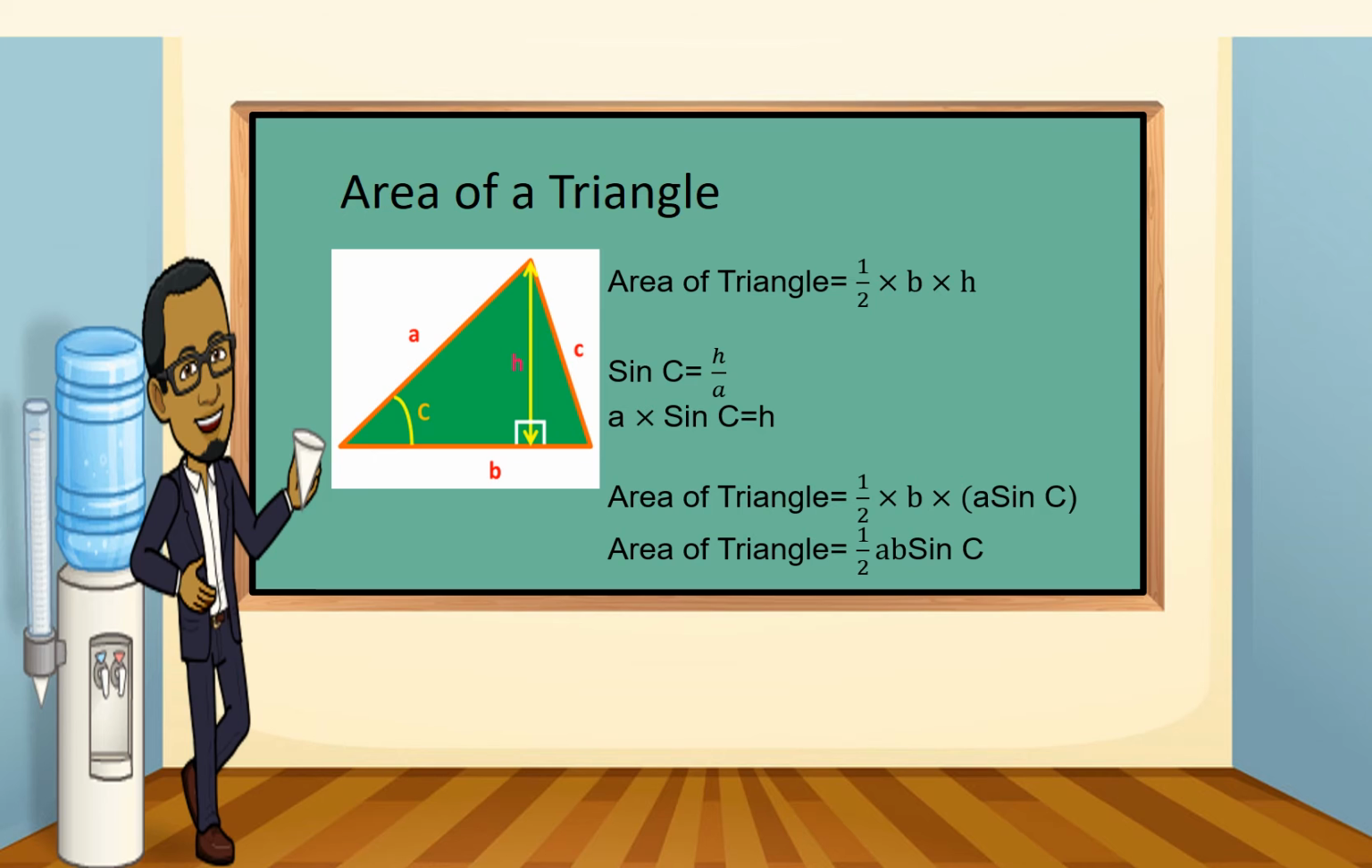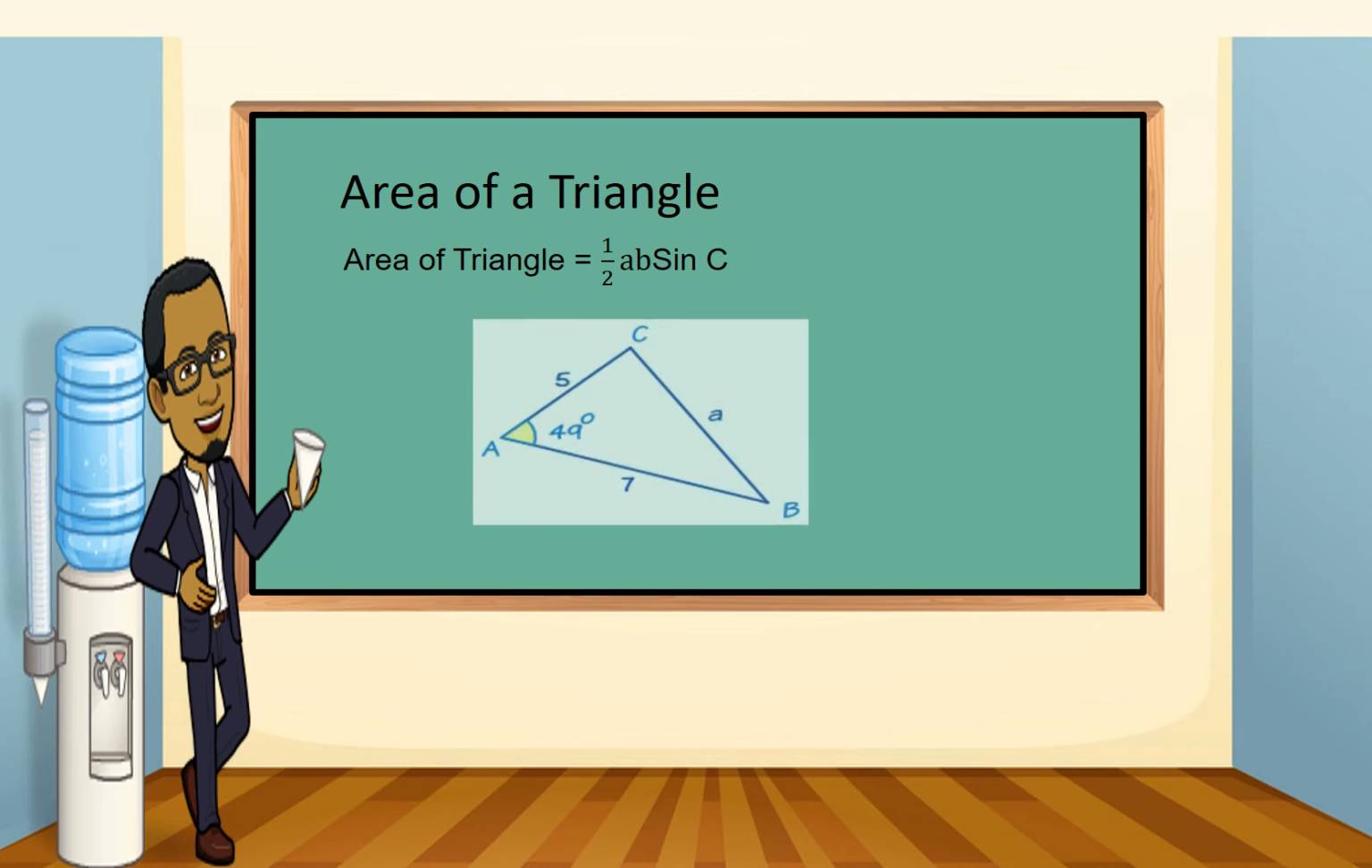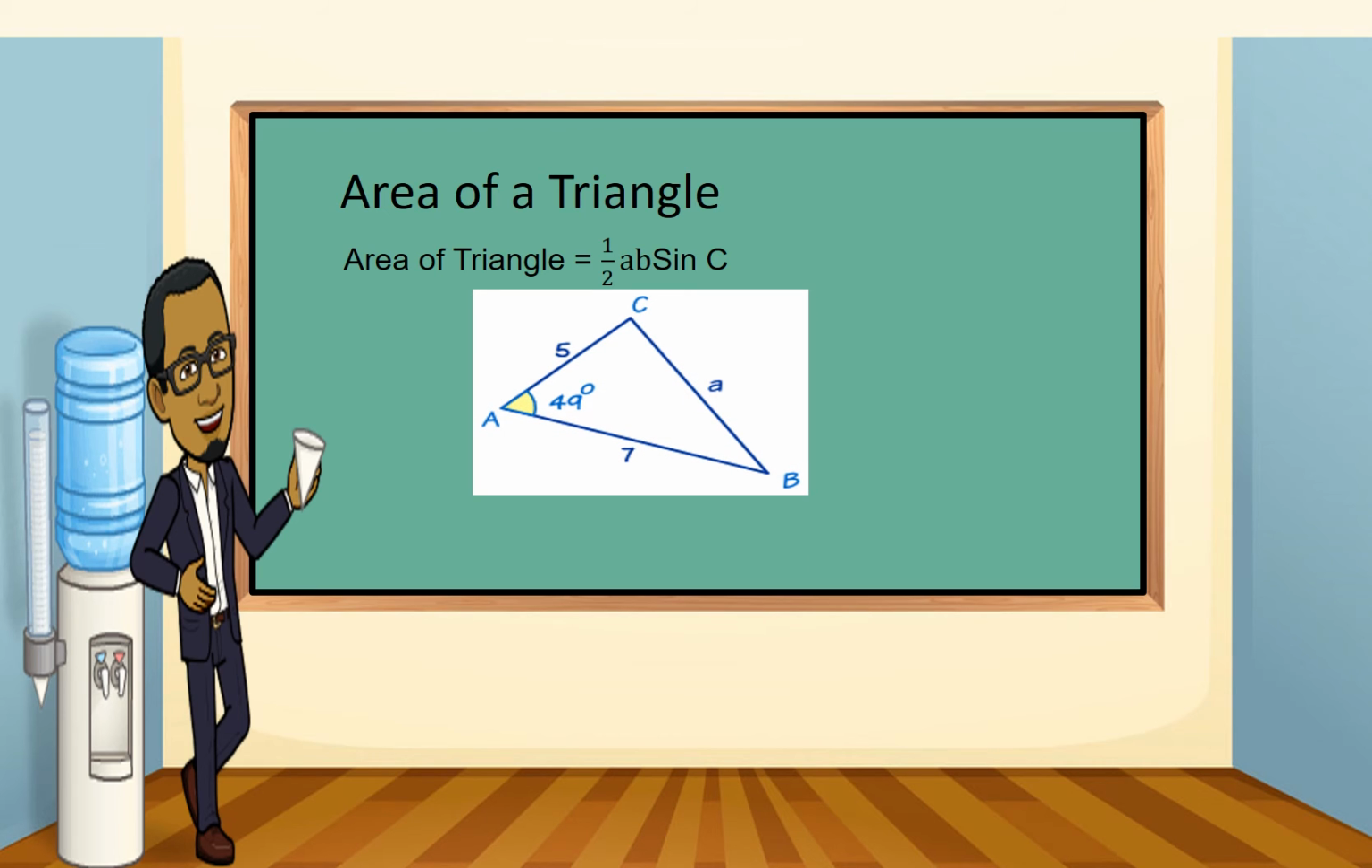Notice that the reference angle c is formed between the sides a and b. This angle is often referred to as the included angle. Okay, for this triangle, we can see that the two sides given have values of 5 and 7, and the included angle is 49 degrees. What would be the area of this shape?